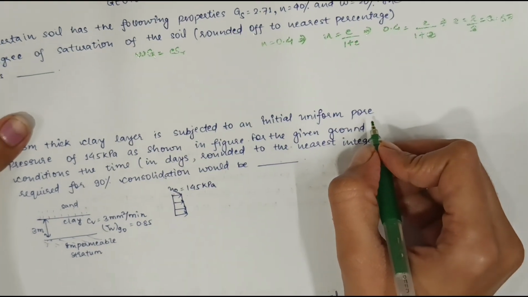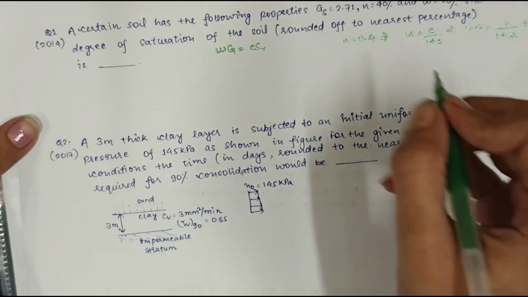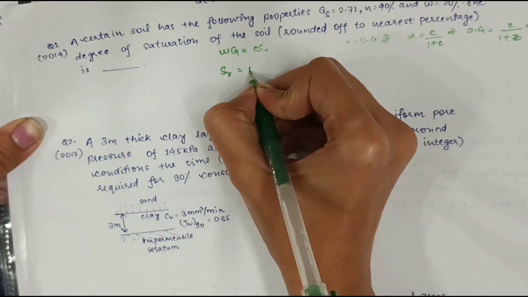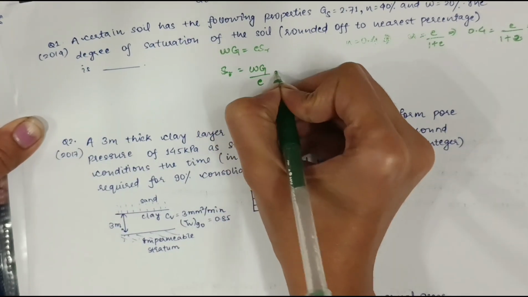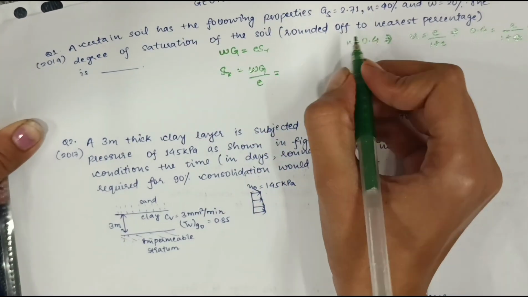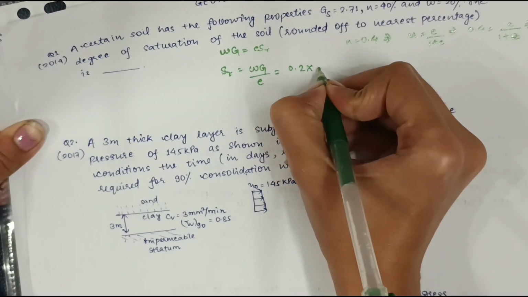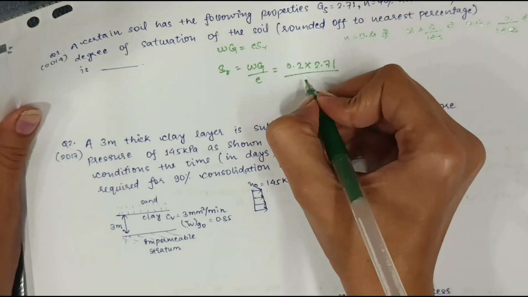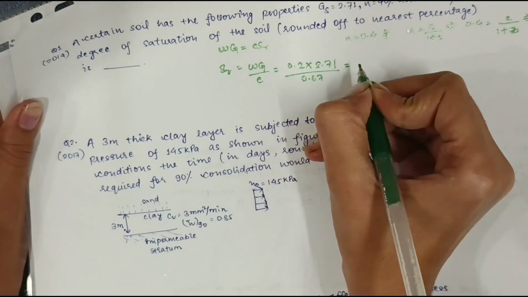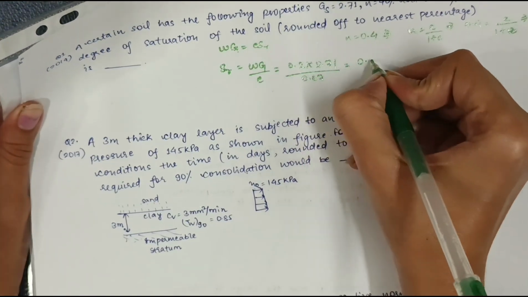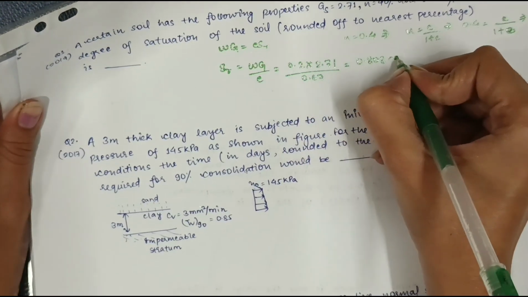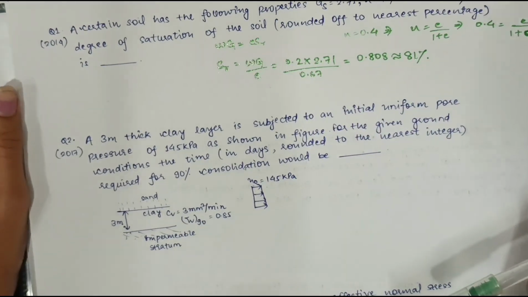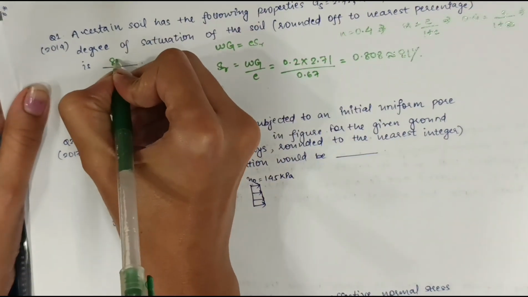Now we will substitute in this formula to get the value of S_r. S_r will be equal to Wg by e. Okay, so W is given 20%, so it will be 0.2 into 2.71 divided by e. e is what? 0.67. So the answer will be 0.808, which means it is equal to 81%. So the correct answer is 81% degree of saturation.